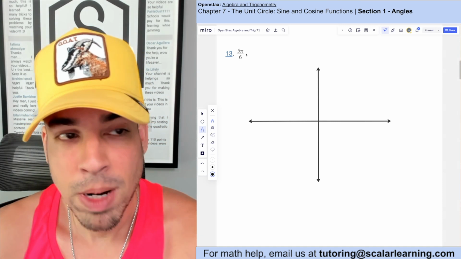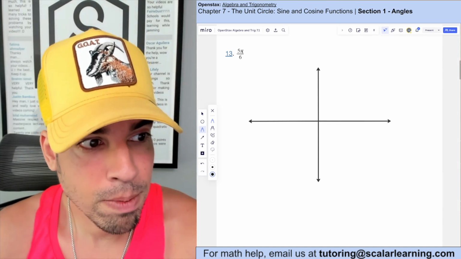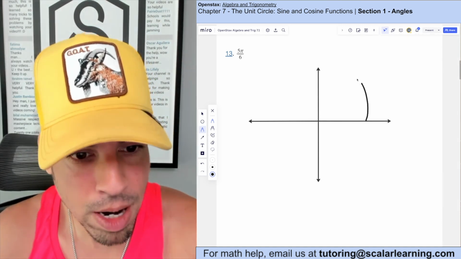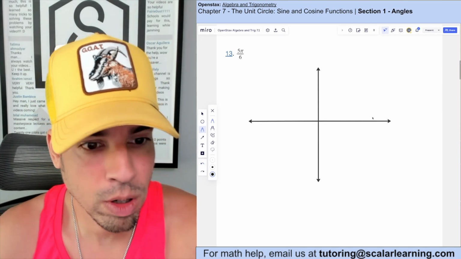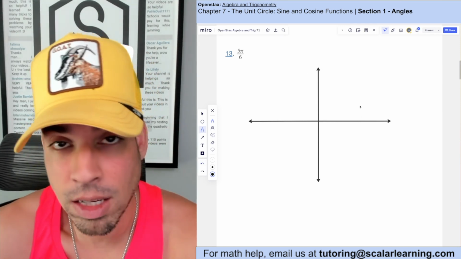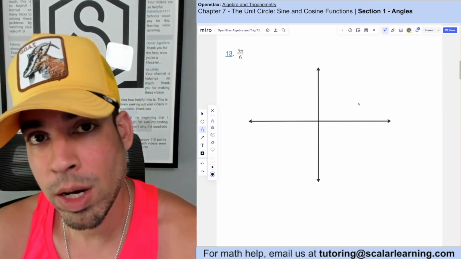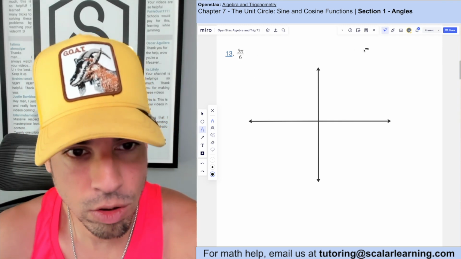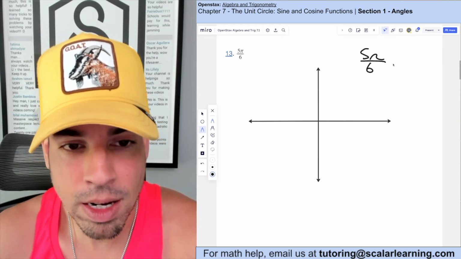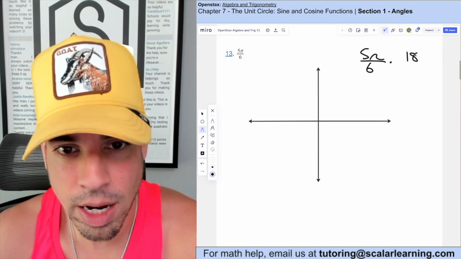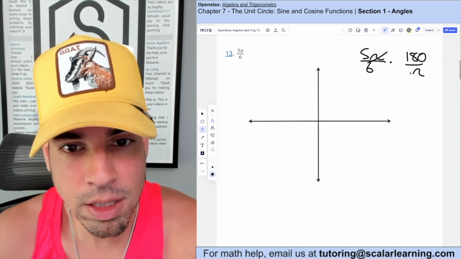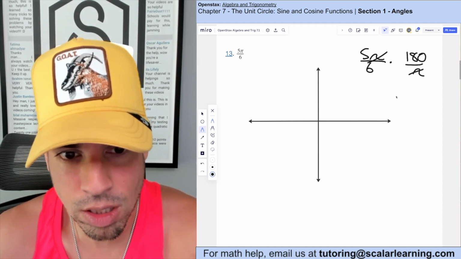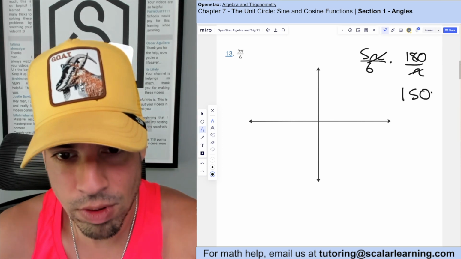For this one, 5 pi over 6, it's again 5/6 of pi, and pi is 180. Pi is this amount, so it would be 5/6 of that distance if you want to think about it that way. Another way, which I do like, is also to convert this to degrees. We do 5 pi over 6 times 180 over pi. The pi's cancel out. 180 divided by 6 is 30, times 5 is 150 degrees.